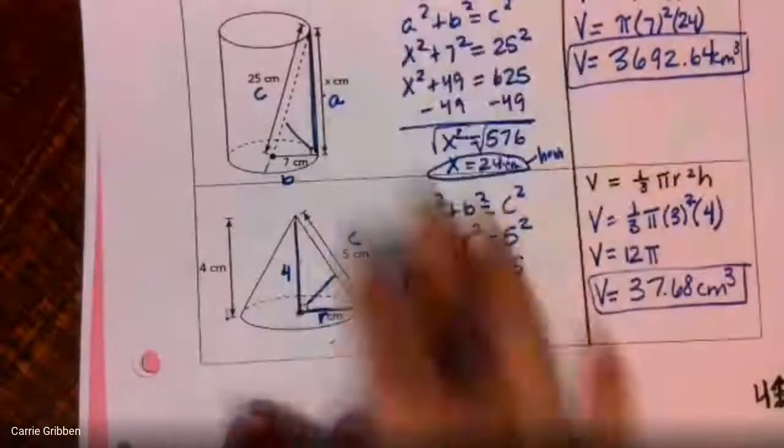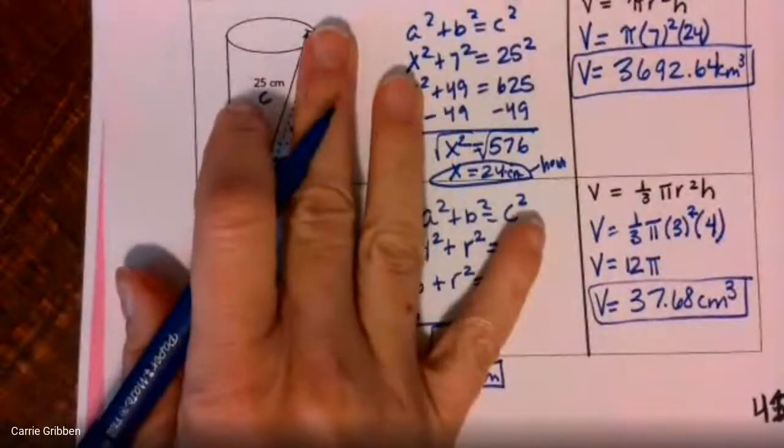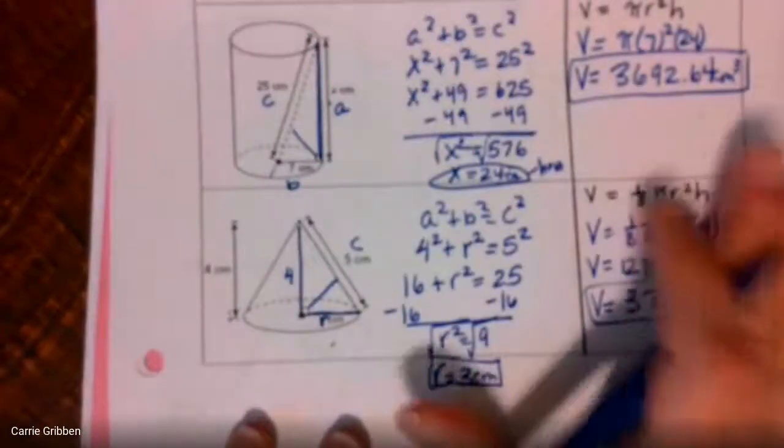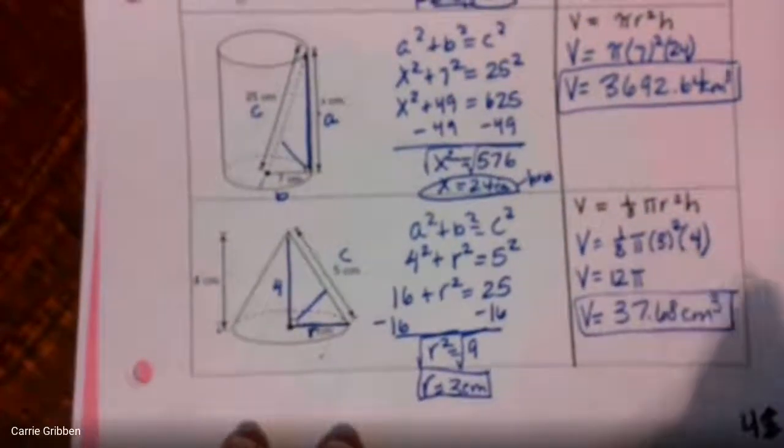So basically these problems are saying, you have to use Pythagorean first in order to get something that you need in the volume formula. That's basically how these are going. Okay, all right. One last question on the next page.